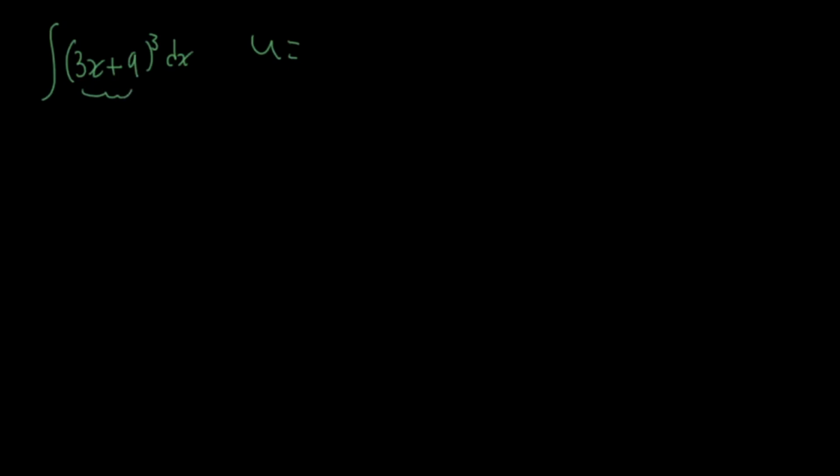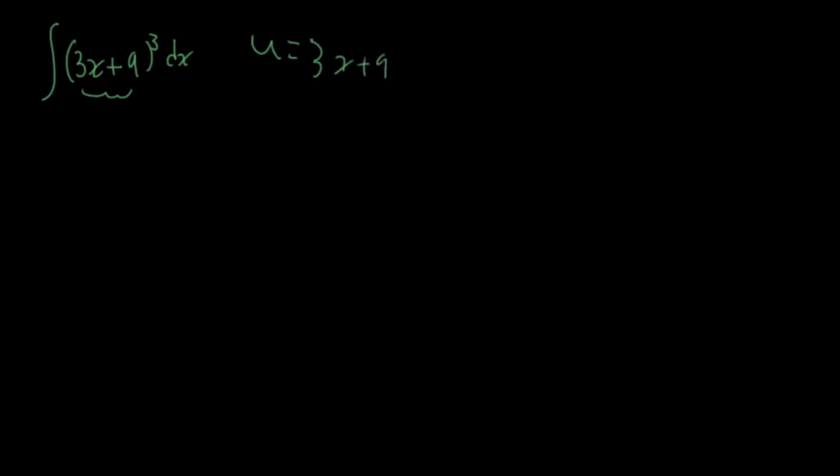Because that's what's giving us trouble. If this was just x, it would be easier. Or in our case, if it was just u, it would be easier, because then we could just use standard anti-differentiation. So what we're going to do is take this and reassign u as 3x plus 9. Simple enough.